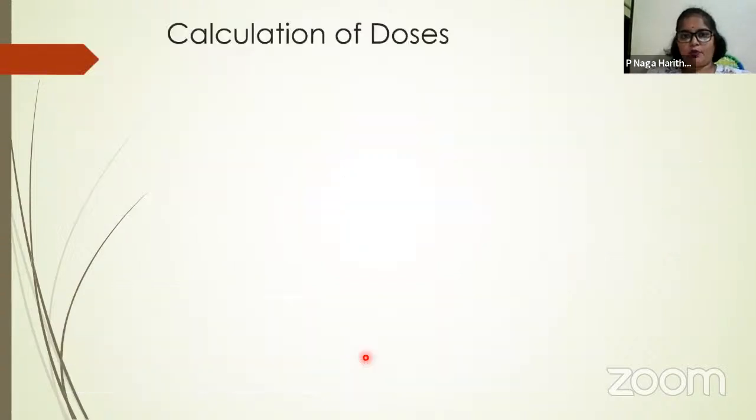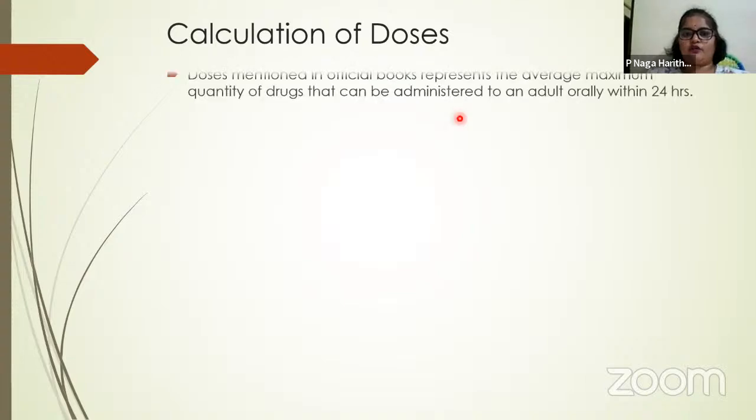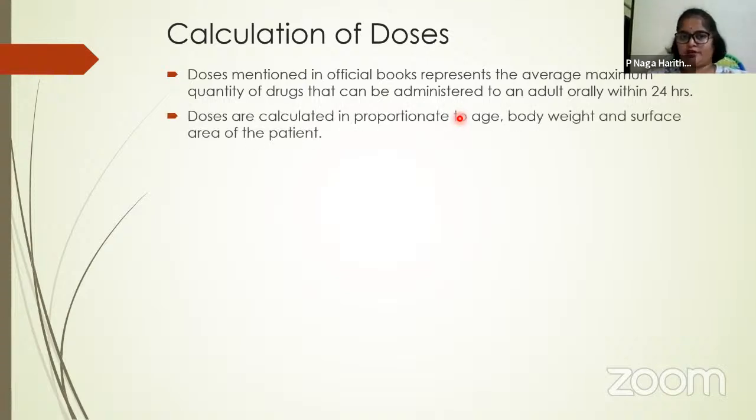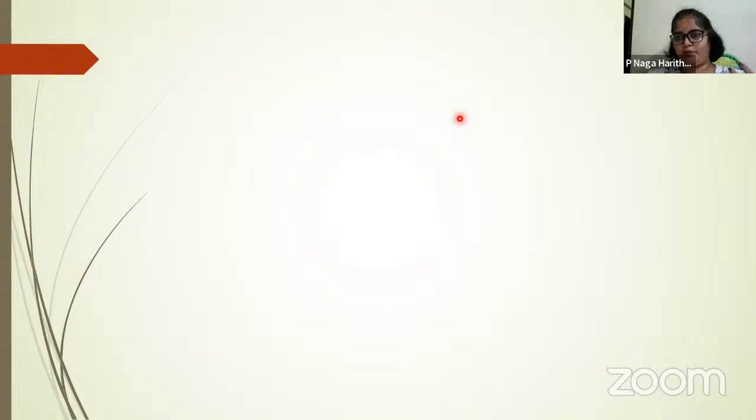Then the next important part is the calculation of doses. This is what posology actually is, is it not? The calculation of doses: as we already discussed, the average dose of an adult would be given in the pharmacopoeia. From that you have to calculate the children's doses, and the doses will be based on age, body weight, and body surface area of the patient.